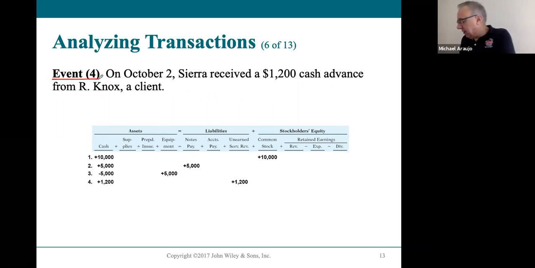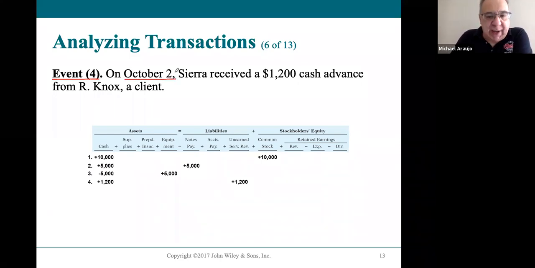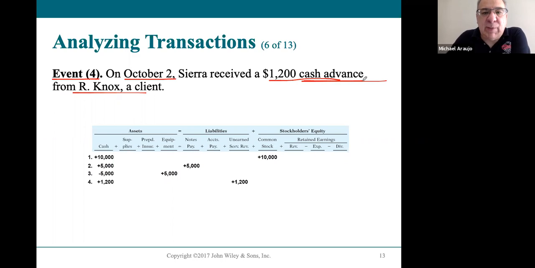The fourth event, now here I'm on the bottom of page 95, if you have your book with you, also happened on October the 2nd. It looks like Sierra Corporation received a $1,200 cash advance from a client. Now, a cash advance means a client is paying upfront for services to be done later on, okay? In this case, our client is paying cash and is expecting to get $1,200 worth of tours in the future.